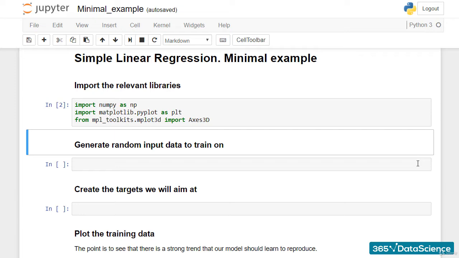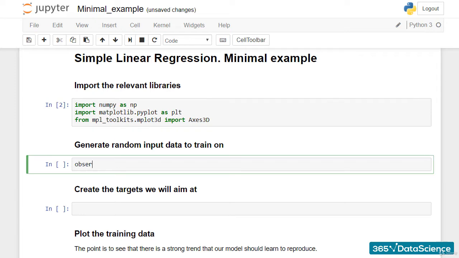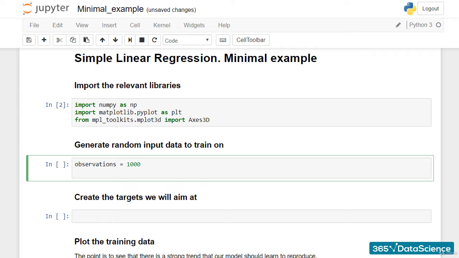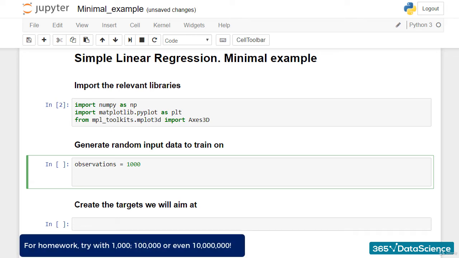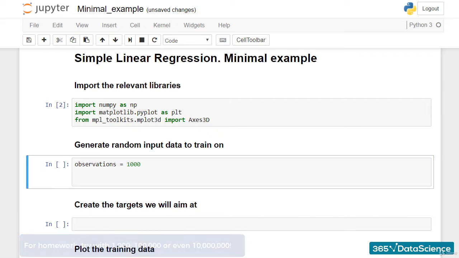First, I will declare a variable called observations. This variable will contain the size of the dataset we want to generate. Let's work with 1,000 observations. You can do the same with 100,000 or 10 million numbers if you'd like. This choice will affect the speed of the algorithm. When we are done with this example, you can play around with the number of observations. Try 1,000 and then 100,000 and even 10 million. Be careful, as 10 million observations may cause computers to freeze.